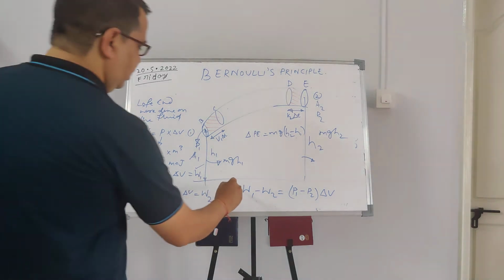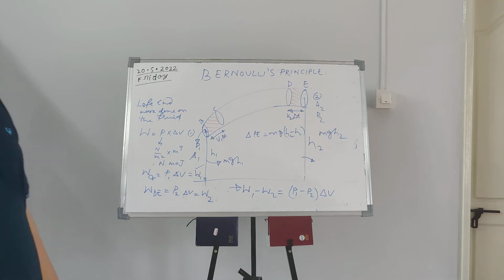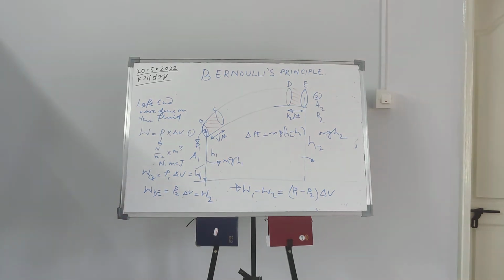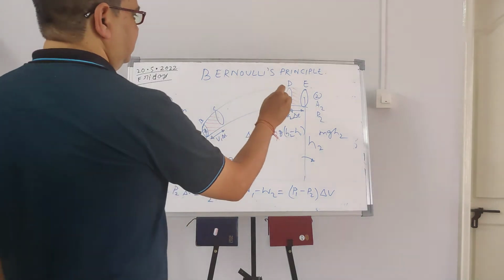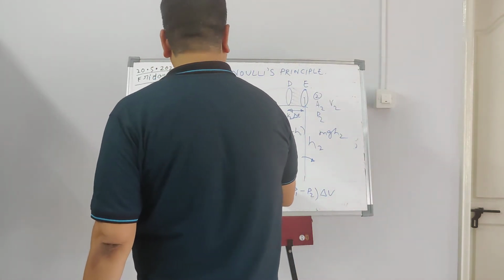So now you have done some work. This work will be stored as energy. What are the two forms of energy in which it will be stored? One is gravitational potential energy, another is kinetic energy. Let us say the velocity at this end is V2, the velocity at this end is V1.